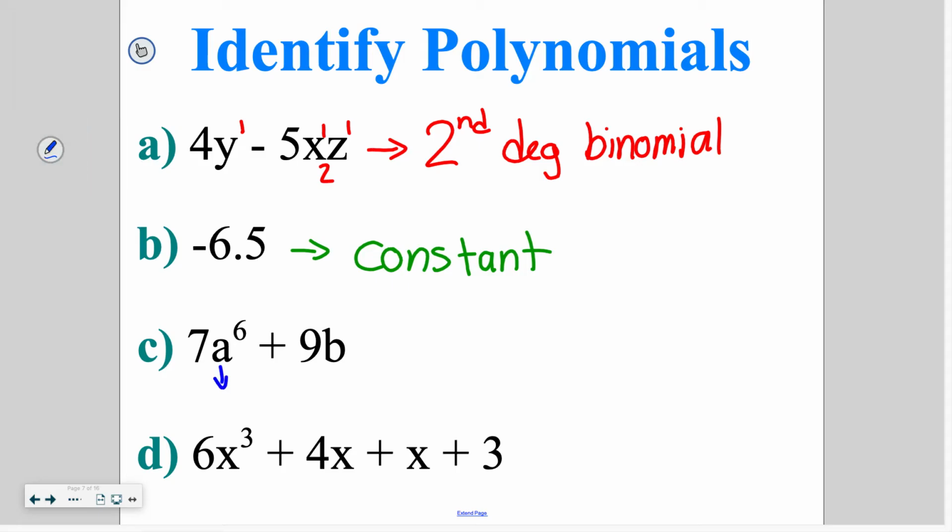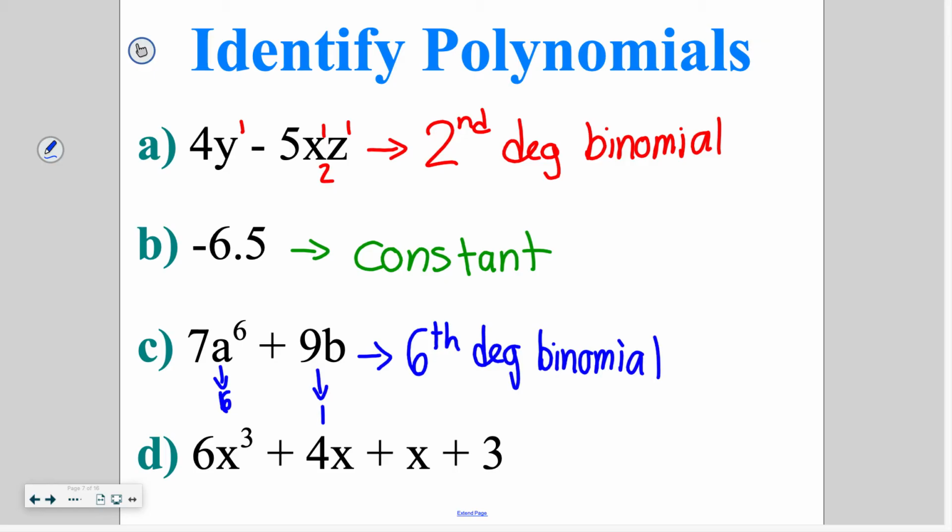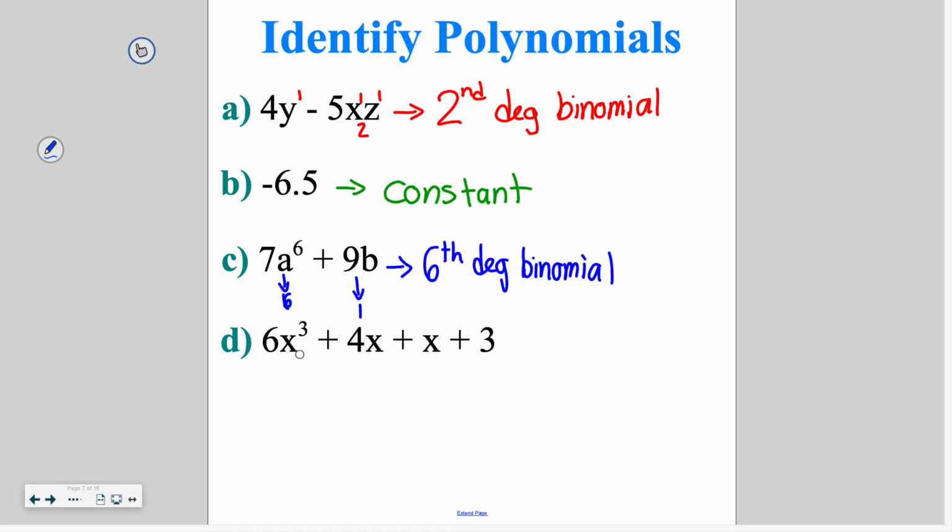We've got a degree here of 6 and a degree here of 1. So we've got a 6th degree binomial, as you can see from part A and part C. Even though they are both binomials, they're a different degree based on the exponents. And then looking at this bottom one, 6x to the 3rd plus 4x plus x plus 3.